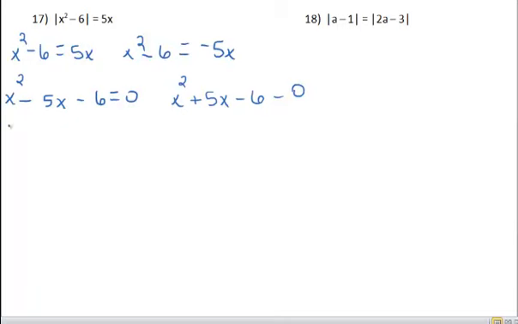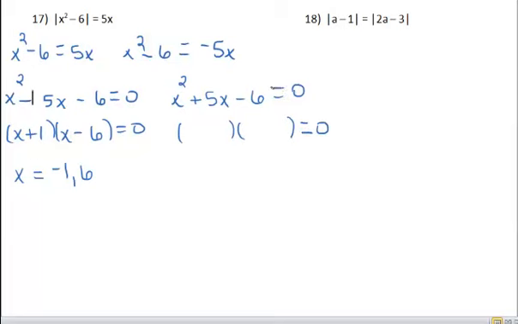So whenever we factor these, we're going to get factors of 6 that subtract to give us 5. That will be 1 and 6, where the 6 is negative. So we're going to find out that x is equal to negative 1 and positive 6. But how about this one? When we factor this one, we still have 1 and 6, but this time the 6 is positive instead of negative. So we end up with x is equal to 1 and negative 6.